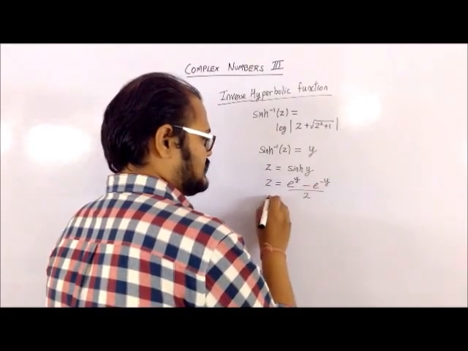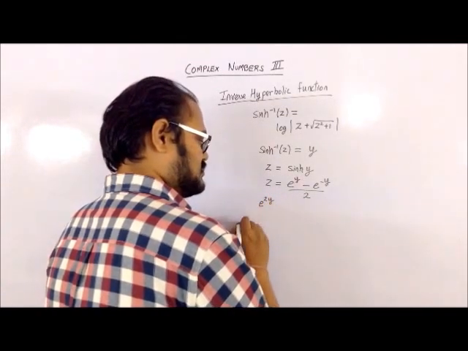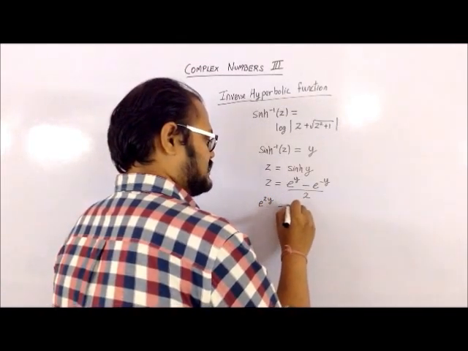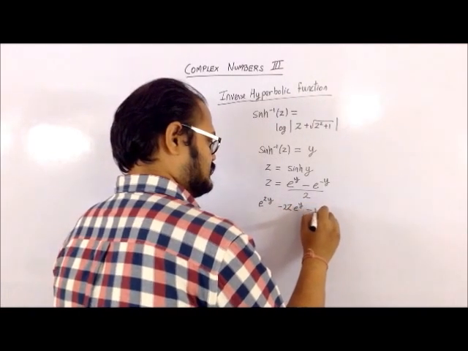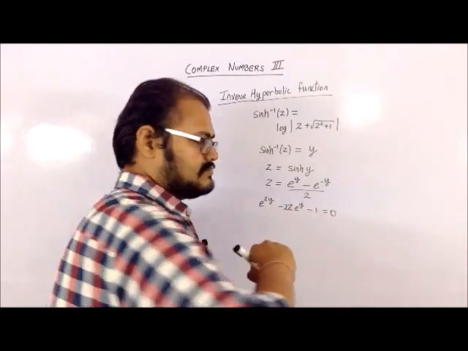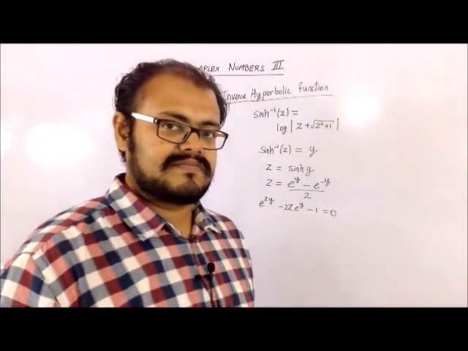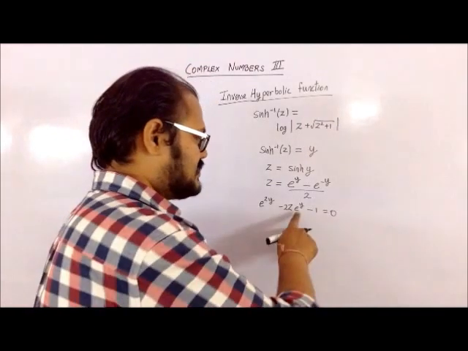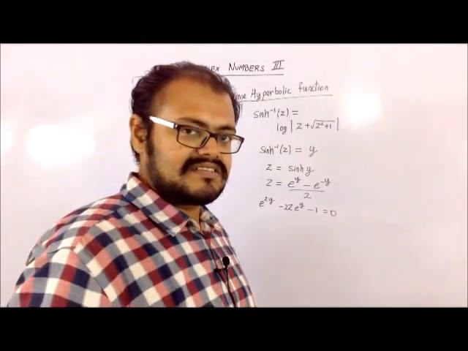So if I just simplify this, I will get e raised to 2y minus 2z. I will get this equation from this, if I solve it. Now you are having this as a quadratic function in e raised to y.